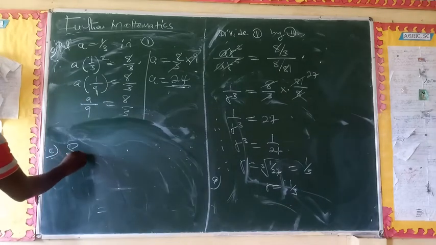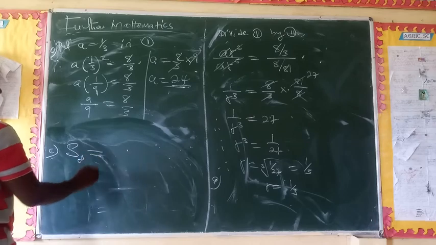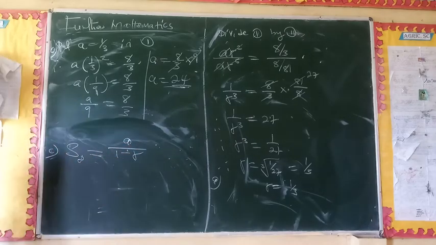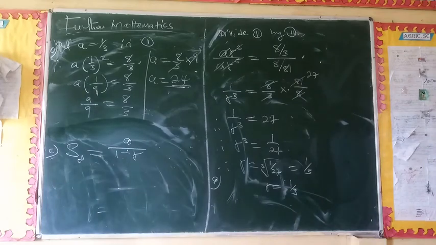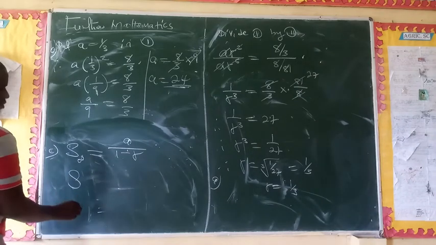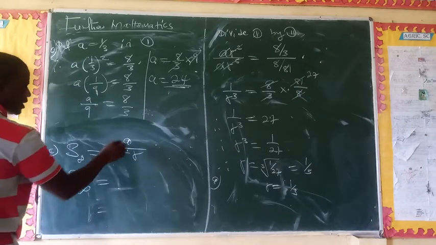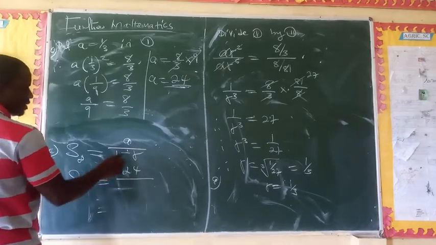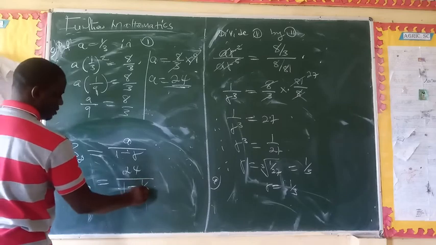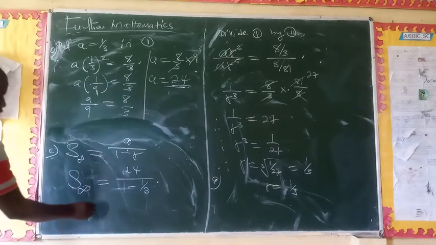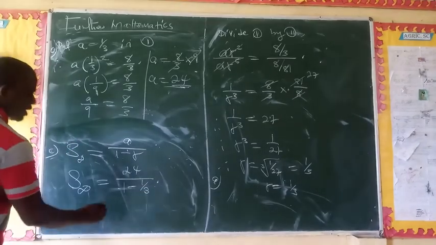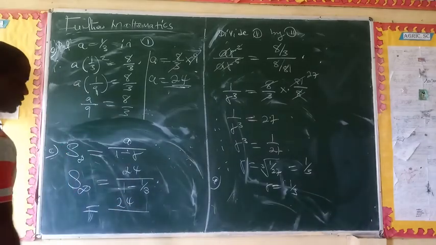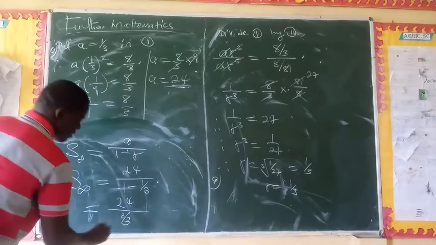So you quote the formula like this: S infinity is equal to a over 1 minus r. This is the sum to infinity of a GP. And so we're going to substitute. We have a already. What is a here? It's 24. And what is r? 1 over 3. So we're going to have 24 over 1 minus 1 over 3, which is 2 over 3.